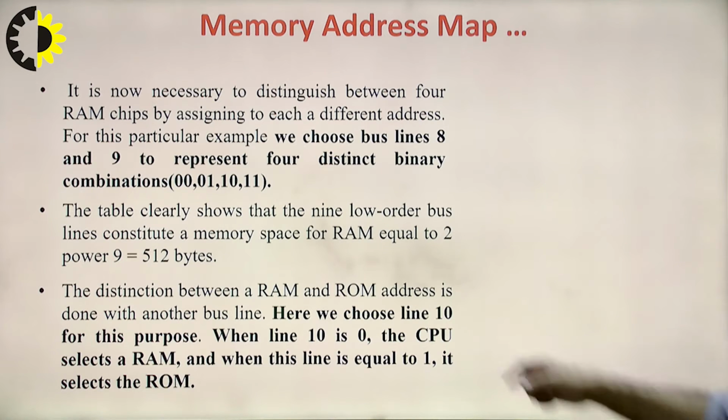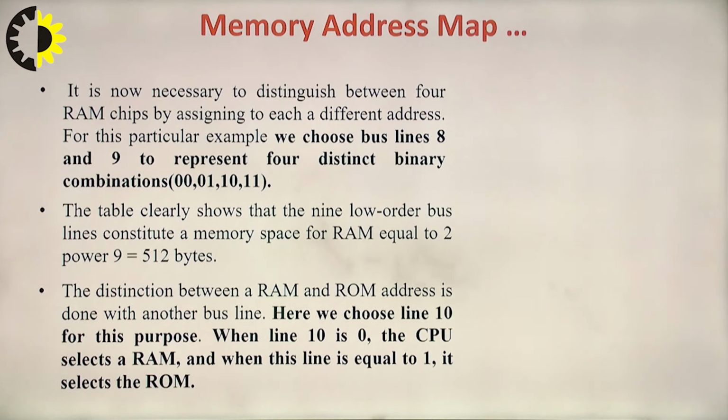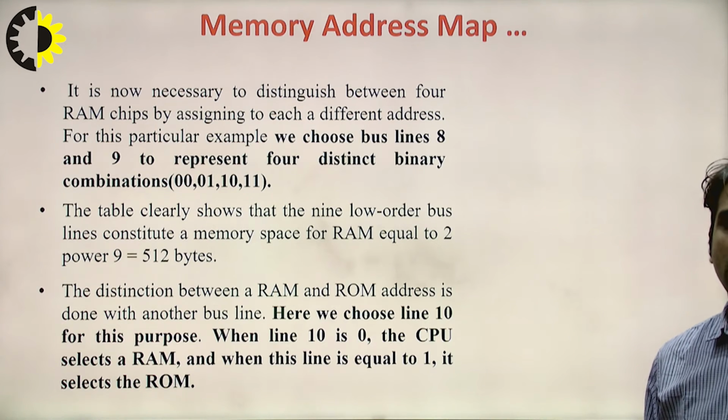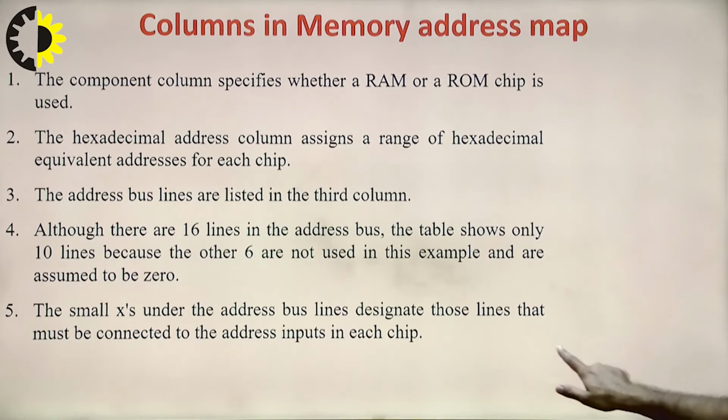The third and the last point, the distinction between a RAM and ROM address is done with an address bus line. I have already told you. Here we choose line 10 for this purpose. When line 10 is 0, the CPU selects a RAM, and when this line is equal to 1, it selects a ROM. See this again.